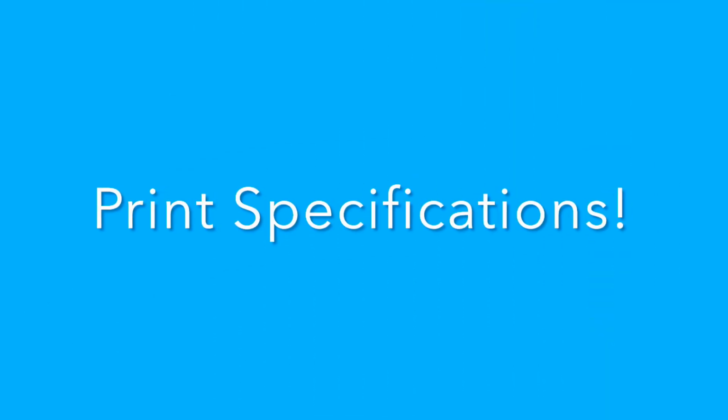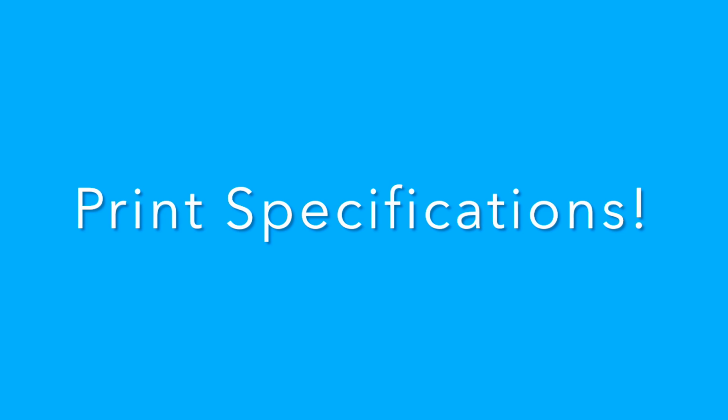Now I want you to print out the specification or syllabus for each of your subjects. You can do this by searching up the exam board, the subject, and specification. You'll use this to work out the key topics which you need to revise for each of your subjects.